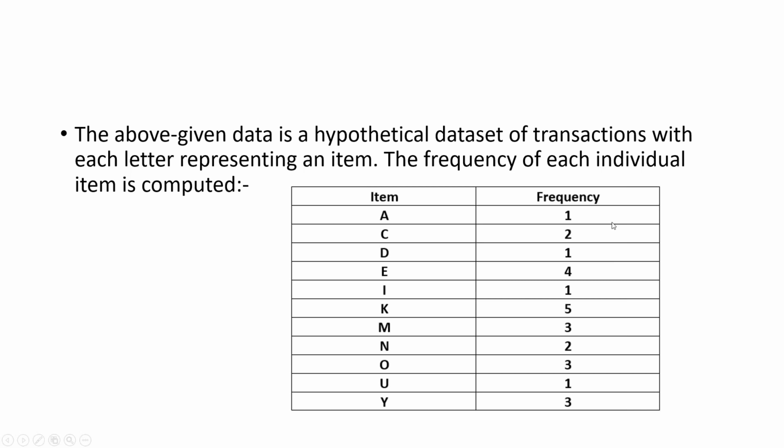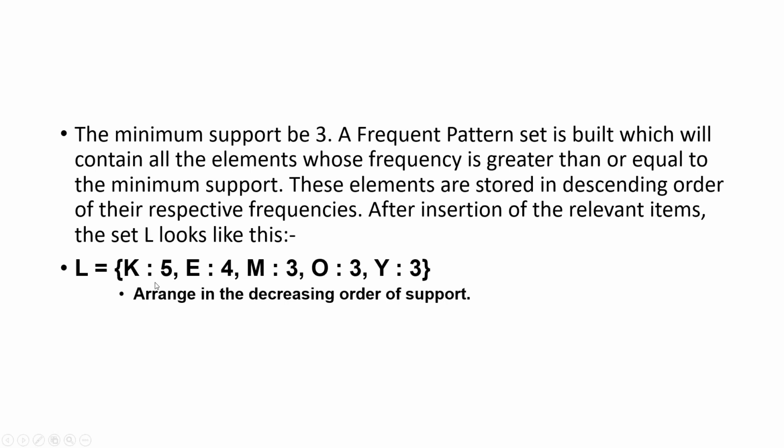The next step was to cut off the items which are lying below the threshold level of the minimum support count. The minimum support given to us in the numerical was 3. So we just have to remove the elements having a support count of less than 3. The next step is pretty simple. We will just remove the items. These will be the items left after removing: K, E, M, O, and Y.